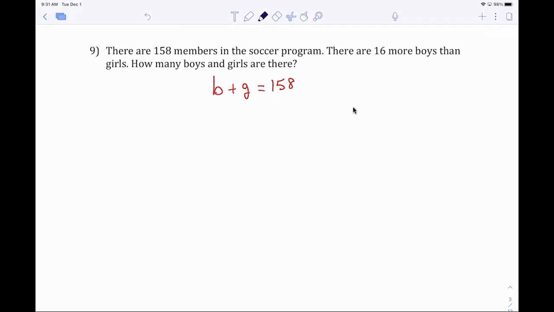Then it says what? There are 16 more boys. So what equation would that be? So b plus 16.